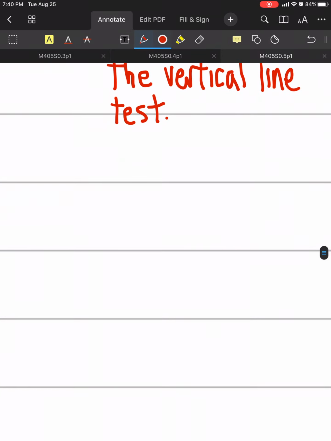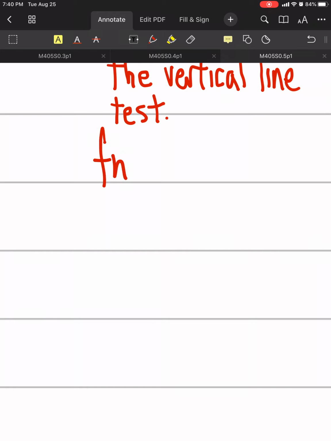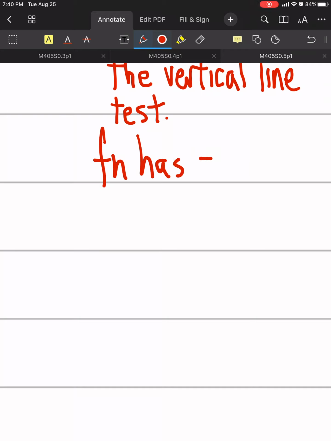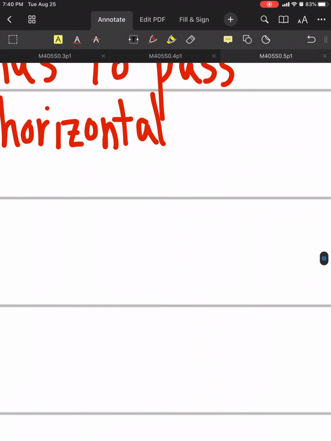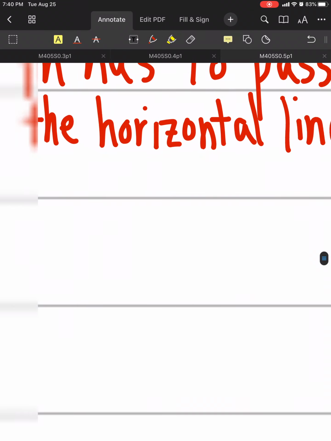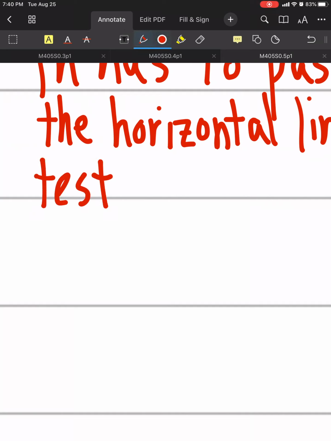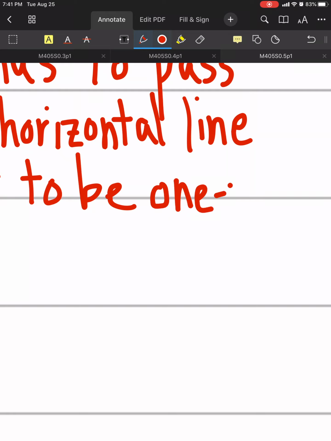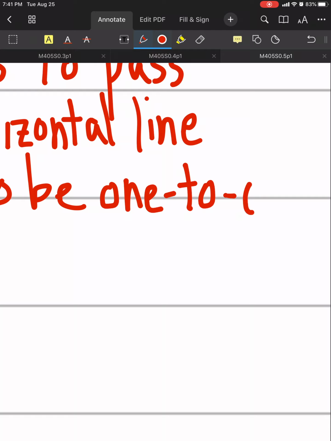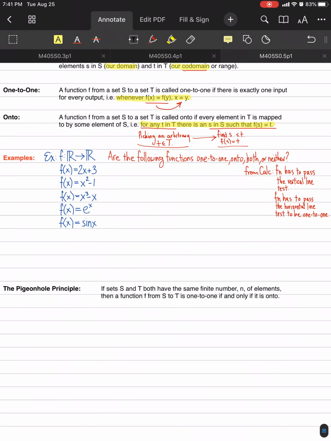You might remember the other one that's related. The function has to pass another line test. In this one, I'm not going to make you pause because there's only one other thing we're probably talking about here. The horizontal line test to be one-to-one. And what that means is if you draw a horizontal line through the graph, if it touches the graph in more than one point, the function's not one-to-one.